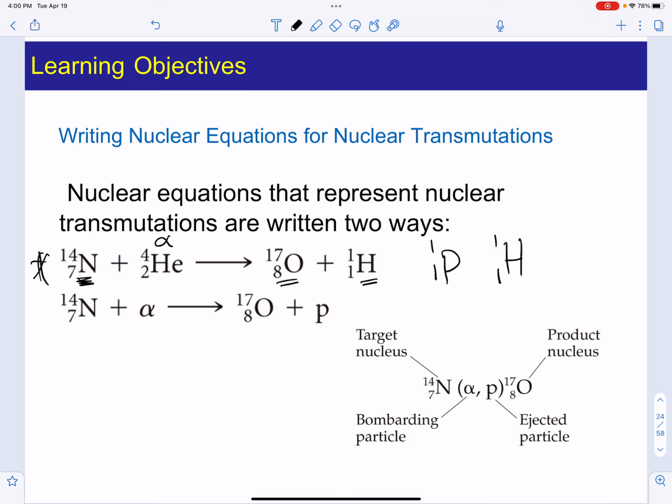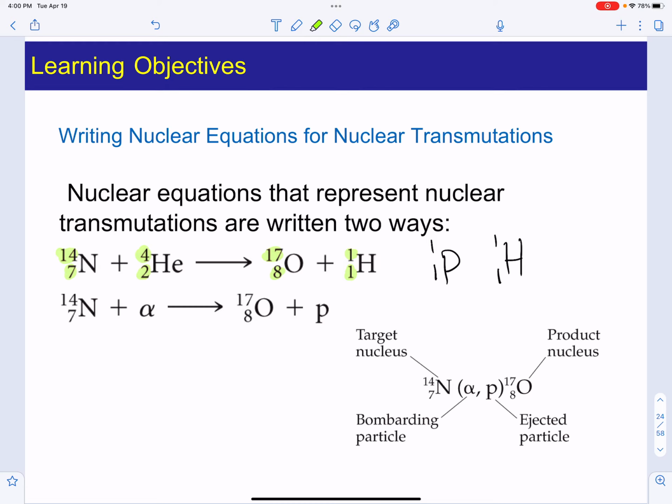And we can write that two different ways. We can write it like I showed you earlier, where we're taking care that the atomic numbers, 9 on the left side, equals 9 on the right side, and the mass number, 18 on the left side, equals 18 on the right side.